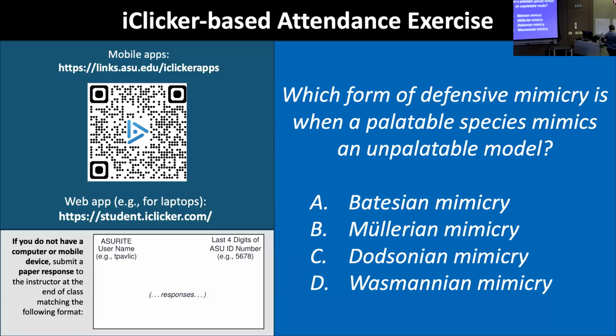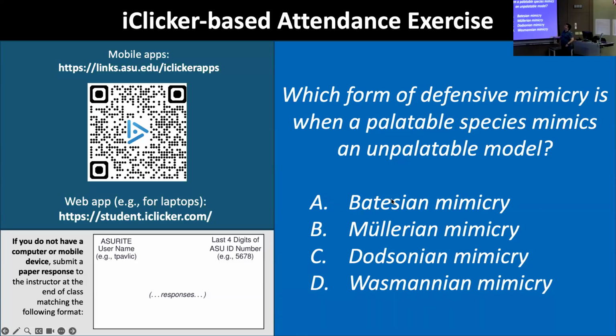All right, we'll go ahead and close that in maybe 10 seconds. All right, I'm going to go ahead and close now. So we had nobody for C, D, and E, which is good because there's no E, and I didn't talk about C or D. A few for B, and most for A. And I was looking for A, Batesian.